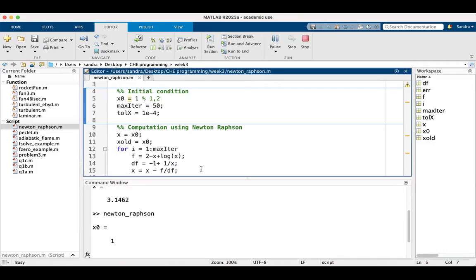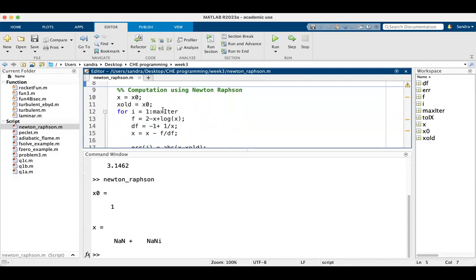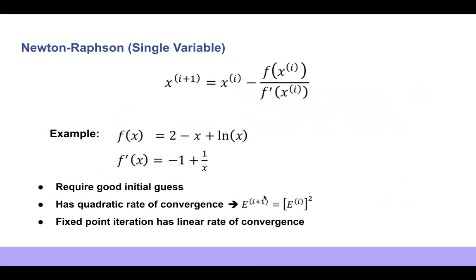Again, running, okay, when you gave 1, it gave an error. Why? Do you know why? Because if you look at the equation here, when you give 1, the derivative becomes minus 1 plus 1 by 1, which is 0. Basically, the derivative became 0, that is, you're dividing by 0, which is not right. So you don't get an answer for that.